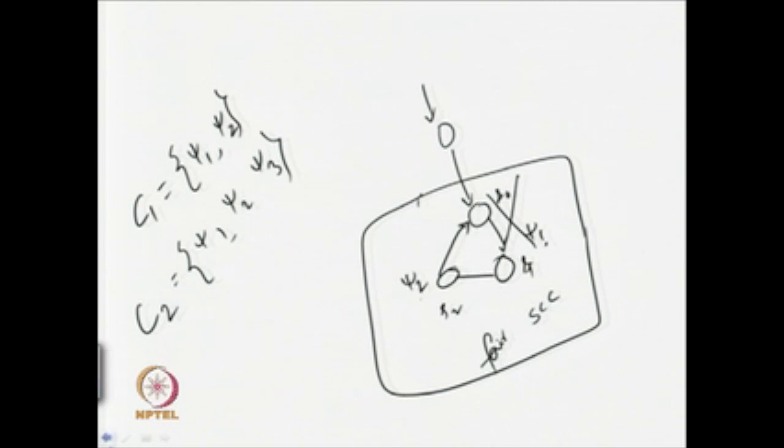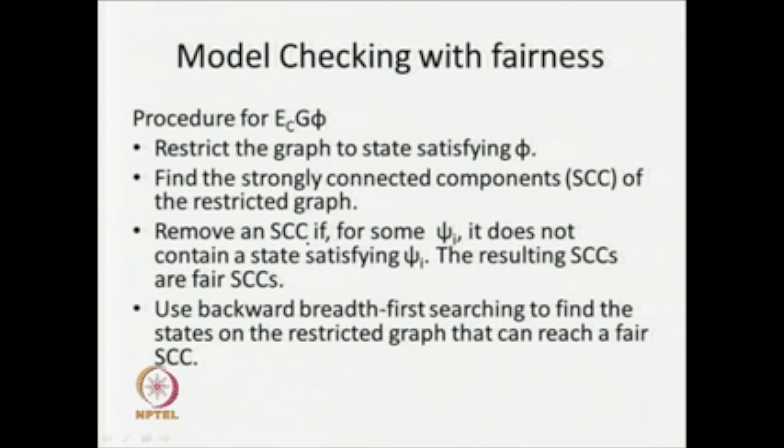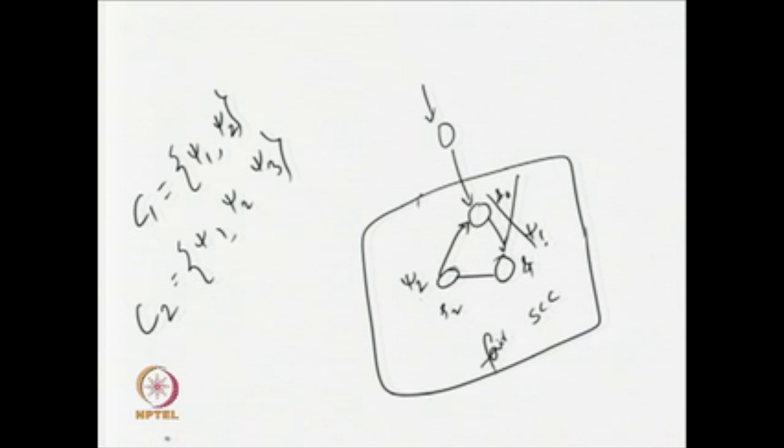This is what we are talking about: remove an SCC if for some psi i it does not contain a state satisfying psi i. The resulting SCCs are the fair SCCs, so we are keeping only the fair SCCs. If they are fair SCCs, then whatever fairness constraints we give will be true over here. So, this is the model checking algorithm with fairness constraints. Once we have this procedure for A g or E g, other operators can be defined with the help of E g.